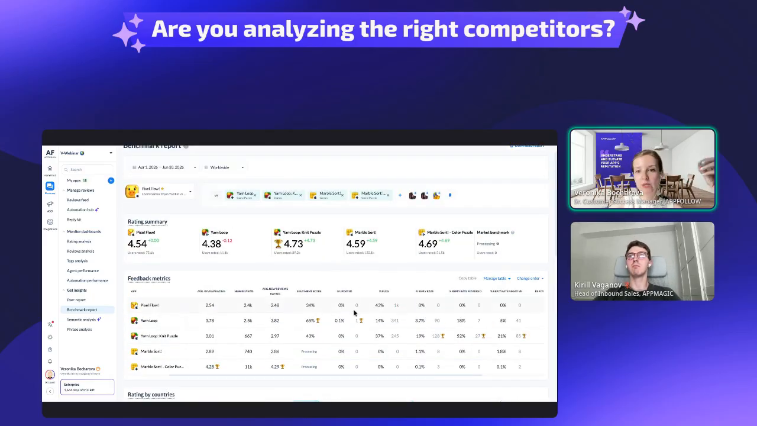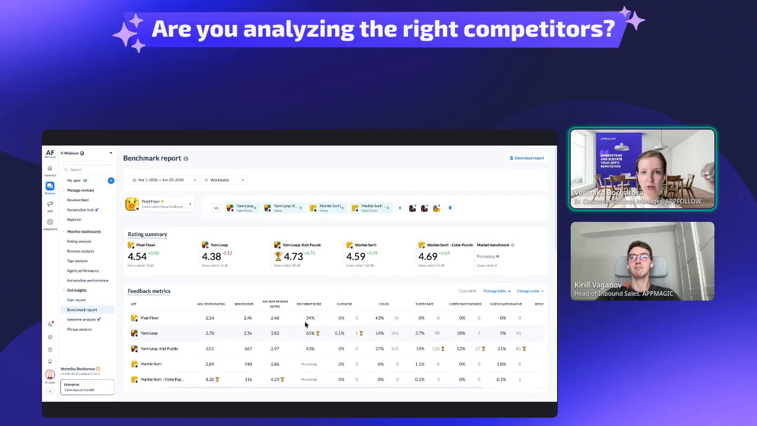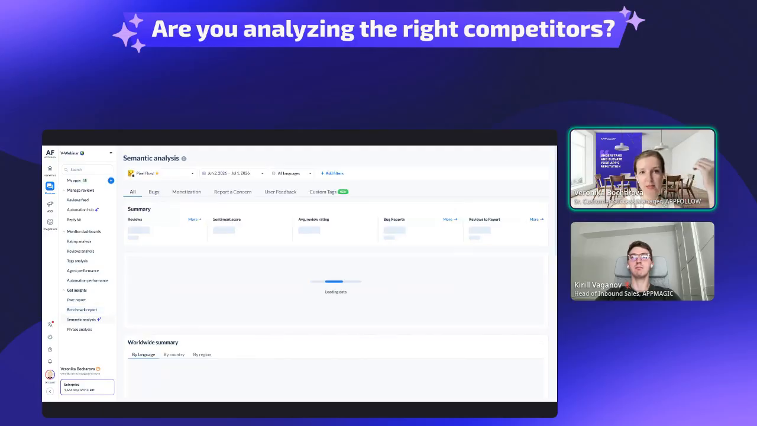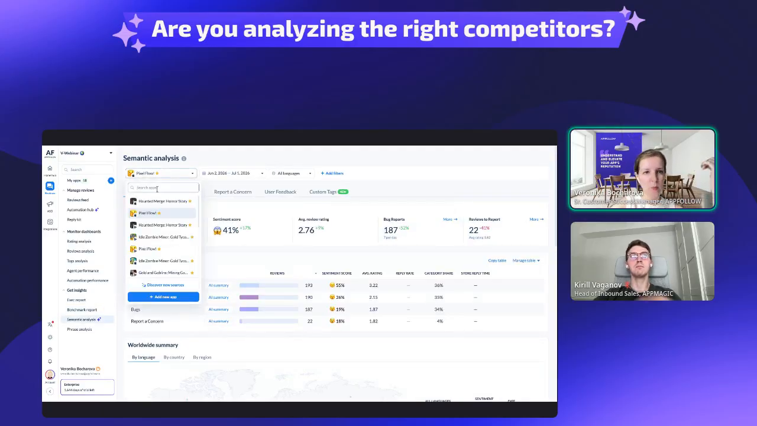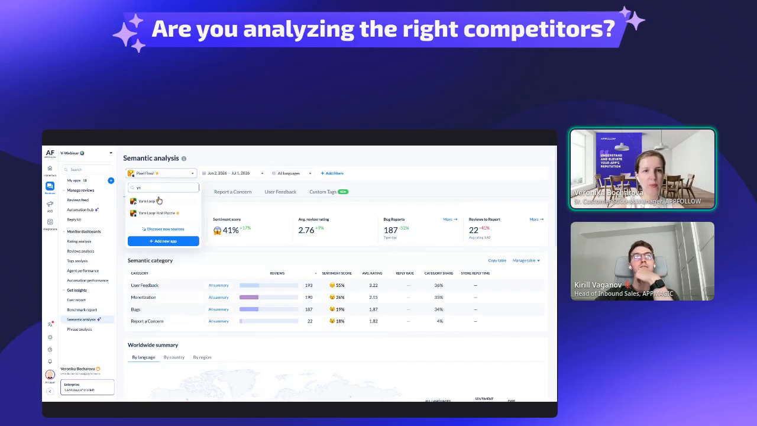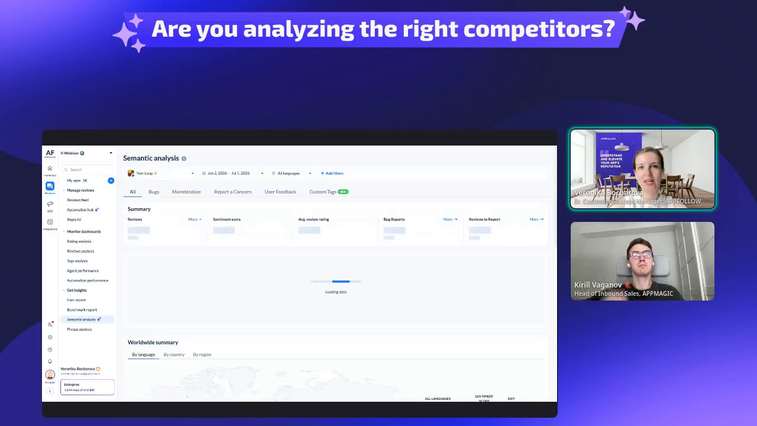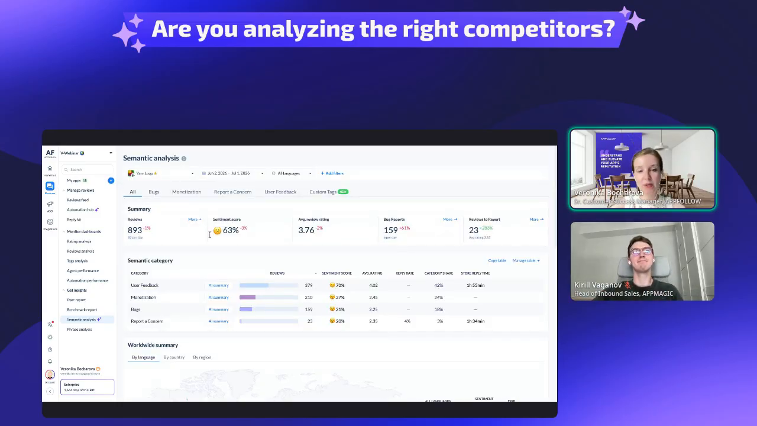And then in order to actually review what users are saying and what are these bugs, what are these positive points shared, we can move from the benchmark report to a more in-depth analysis. So one of the tools that I wanted to switch to is the semantic analysis. And we wanted to see that Yarn Loop, which was really great and really praised by the users, becoming really popular. We wanted to see what are the things users like about it.